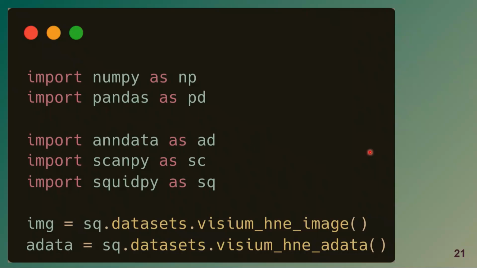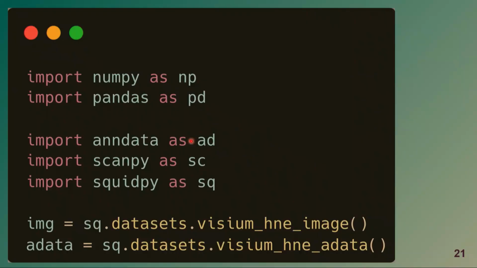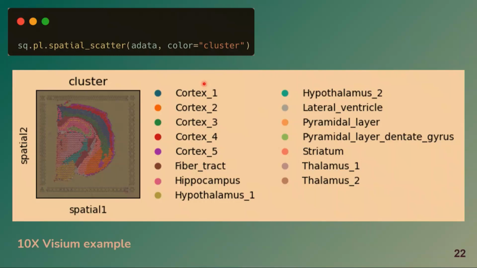So to do that, you just need to import the libraries. Here we import some available data sets that the library provides. With one line of code, spatial scatter, we also get some clustering structure for the image, but we get it with this one line of code because the data we imported were already pre-processed and manually annotated for each cluster.